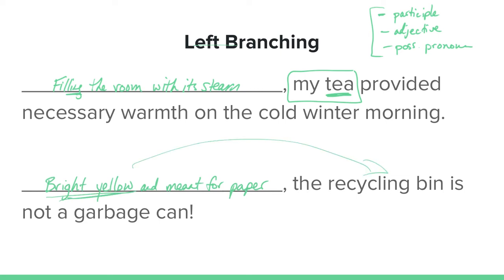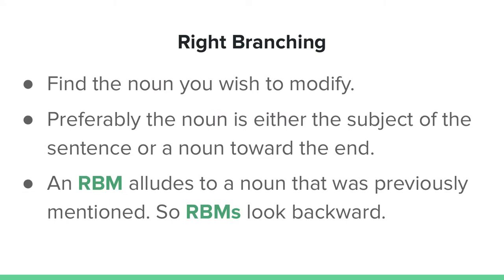It's an adjective modifier. Now, the effect of a left branching modifier, as I said before, is that it creates anticipation. When you read this part of the sentence, bright yellow and meant for paper, the reader starts wondering what it is you're going to talk about. So it sort of has a momentum. It creates a thrust forward in the sentence because the reader wants to find out what you're talking about. That's why it's effective. But you have to make sure that the thing you're modifying is the subject of the sentence.